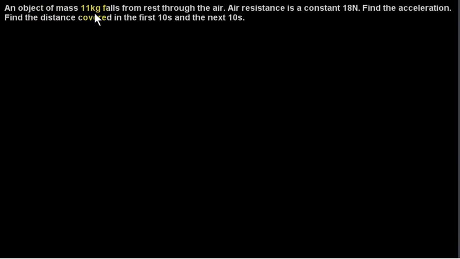An object of mass 11 kilograms falls from rest through the air. Air resistance is a constant 18 newtons. Find the acceleration. So we have some object of mass 11 kilograms and it's falling through the air. It's falling from rest, so its initial velocity is 0. Let's look at the forces acting on it. So at the instant it falls, its velocity u is 0. I'm going to take the downwards direction as being positive, although it doesn't matter. You could work with upwards as positive also.